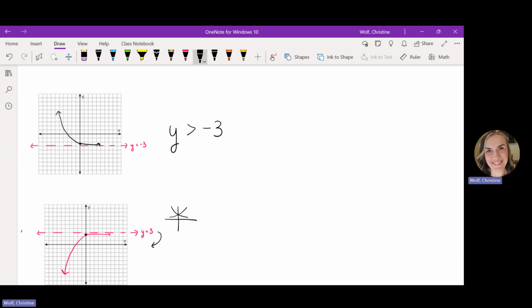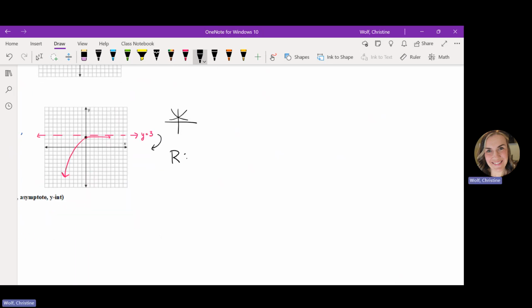Easy. And finally, last one, look at my asymptote. It's at 3, so I know for sure I'm going to have a y and a 3. And then I see that I'm underneath or less than 3. There you go. All right.